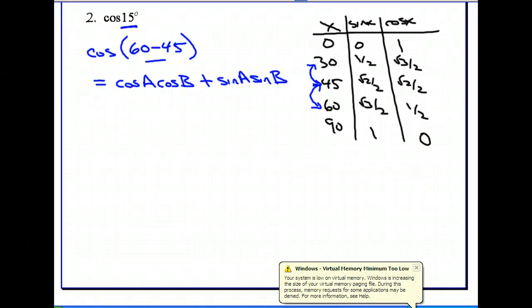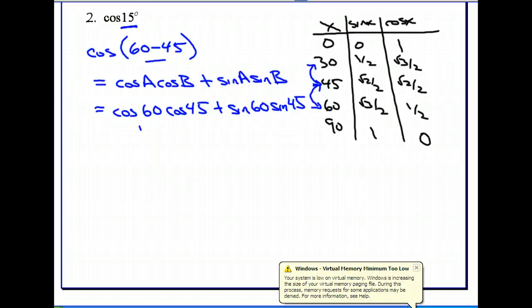And again, maybe that step you're doing in your head. So I've got the cosine of 60, cosine of 45, plus the sine of 60, sine of 45. Is it really that easy of just reading these off the chart? It is. Good review, but not that bad.